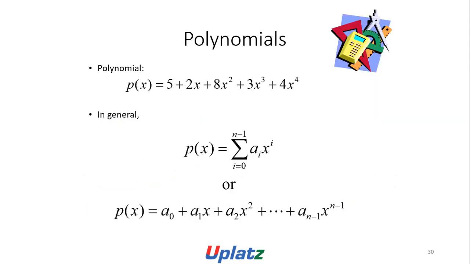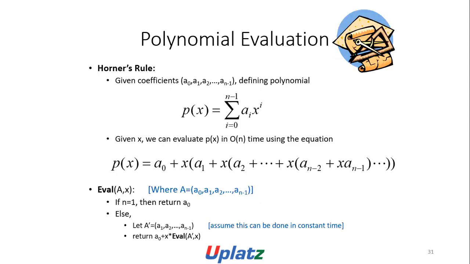Polynomials. P of x is equal to 5 plus 2x plus 8x squared plus 3x cubed plus 4x to the fourth. In general, P of x is equal to sigma i is 0 to n minus 1 of a i x to the i, or P of x is a0 plus a1 x plus a2 x squared plus up to a n minus 1 into x to the n minus 1. Polynomial evaluation: given coefficients a0 to a n minus 1, defining polynomial P of x equals sigma i is 0 to n minus 1 of a i x to the i.